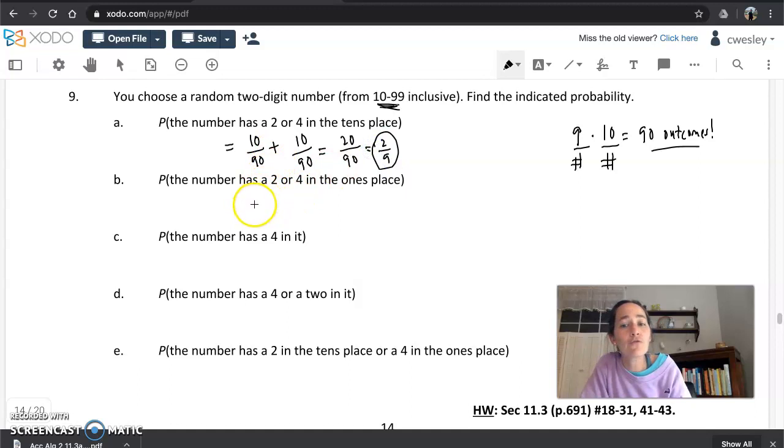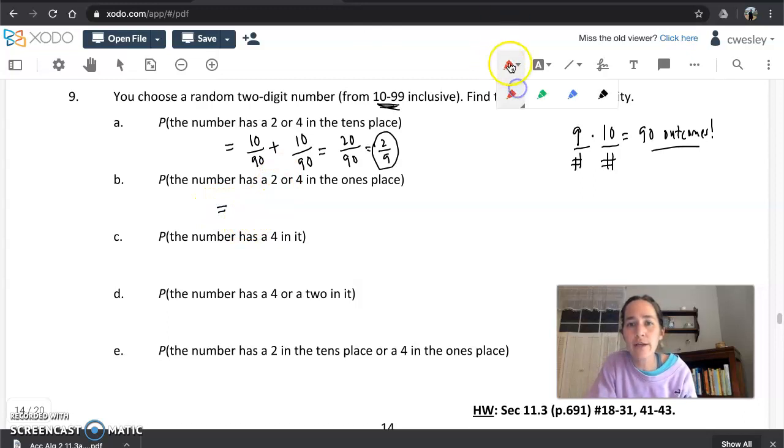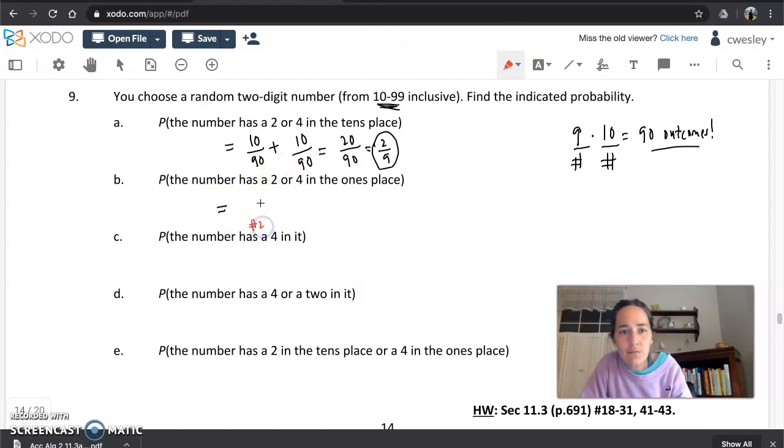Probability the number has a 2 or a 4 in the ones place. How about this? Well, how many have a number and then a 2? I'll turn to red here. And then I need a number and then a 4. Or means add. So for this one, a number and then 2. Well, 0 doesn't count as the first digit, so that would just be 12, 22, 32, 42, 52, 62, 72, 82, 92. That's 9 values out of 90 that are a digit and then the number 2. Same thing for 4. Number and 4 should be 9 out of 90, and you're going to get 18/90, and we can divide those both by 18 and get 1/5.